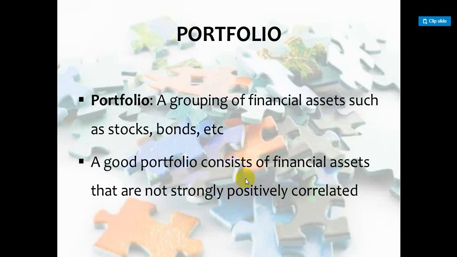So a grouping of financial assets such as stocks, bonds. See, what we say is, don't put all the eggs in one basket. What happens? All of them will break, isn't it? So instead of investing in one source, you invest in different sources. So at least if you get a loss from one source, you get a profit from another source. Among four sources you'll have a chance that you'll get a profit, even if you get a loss in one source.